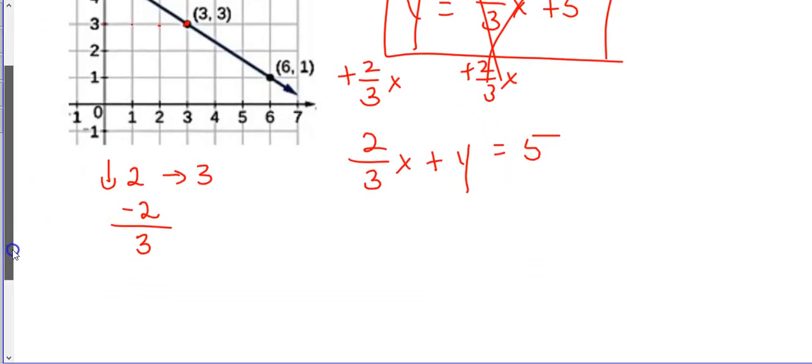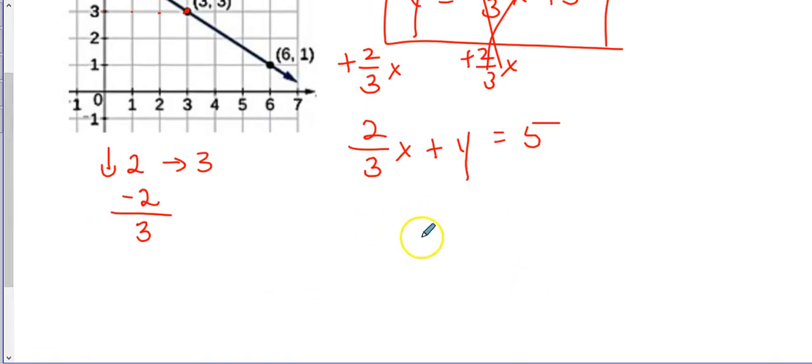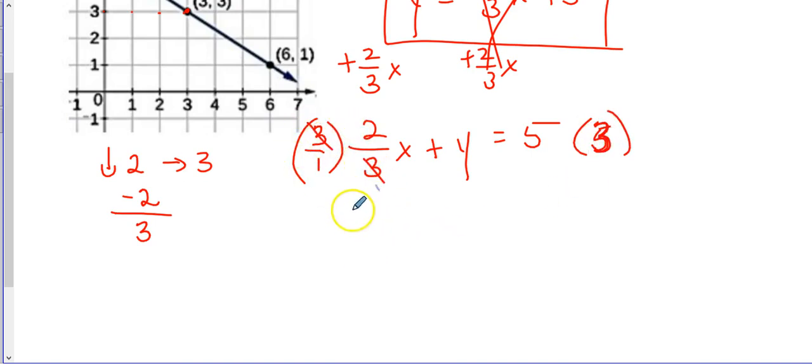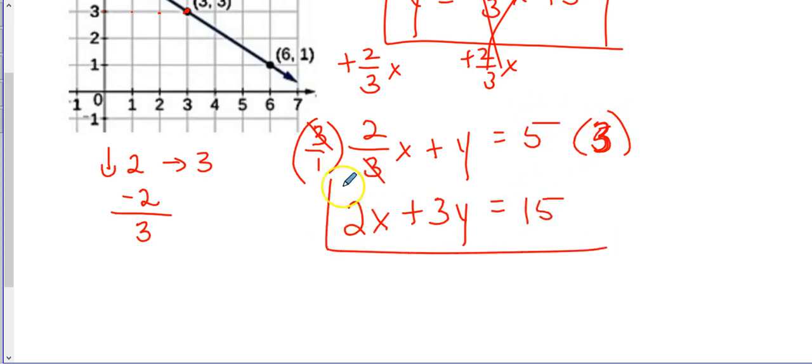Now, I don't need to multiply times 3/2. What I do need to multiply by is this denominator over 1. Okay, so if I multiply this times 3, and I got to multiply this side times 3, sorry, times 3 also. If I multiply this times 3, these 3's cancel, and I have 2x. I got to multiply this times 3 also, so that's plus 3y. And then 5 times 3 is 15. So that is my standard form for number 3c.